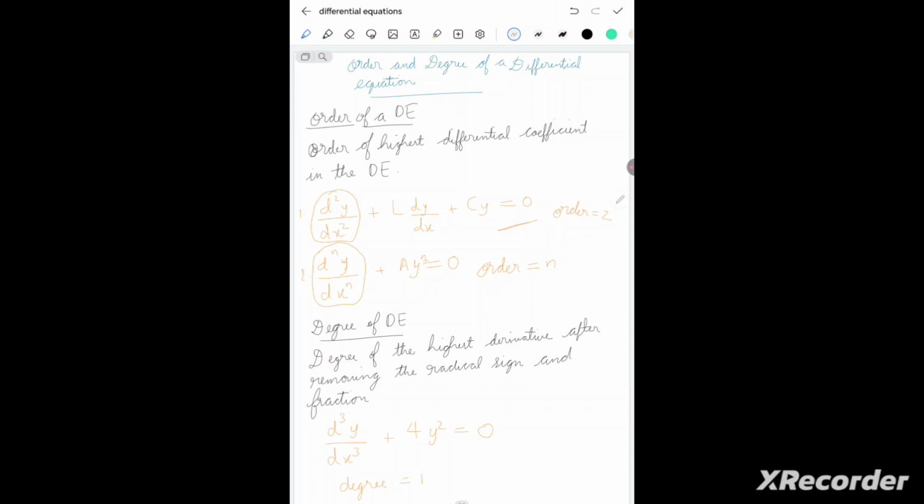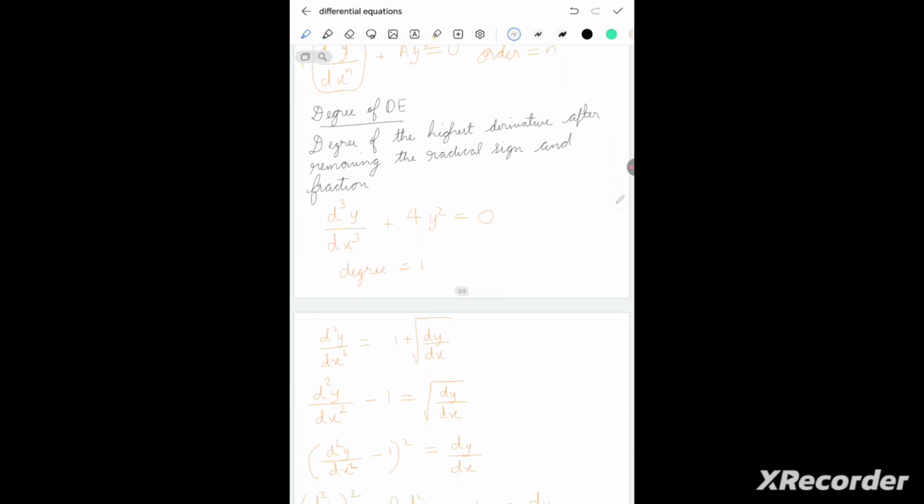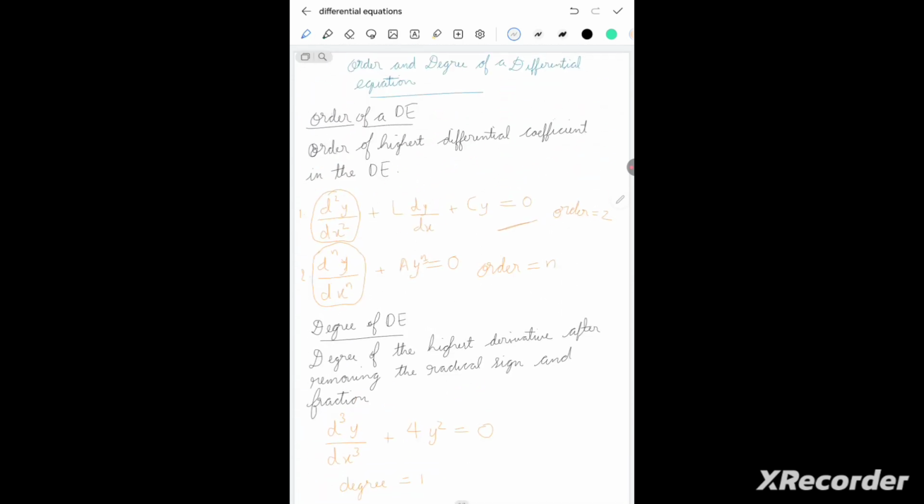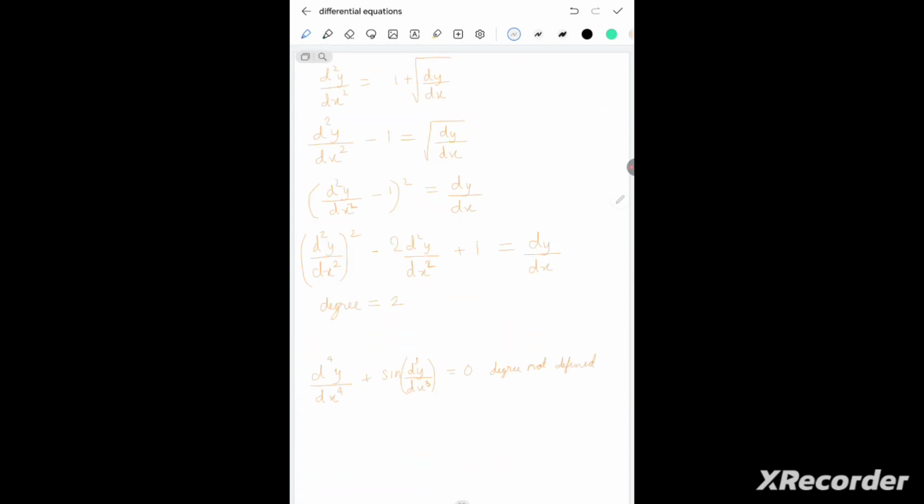Actually, the degree of the highest derivative after removing the radical sign and fraction is the degree of the differential equation. Degree means here it is just the power of the highest derivative. Now consider the next example: d square y by dx square is equal to 1 plus square root of dy by dx.